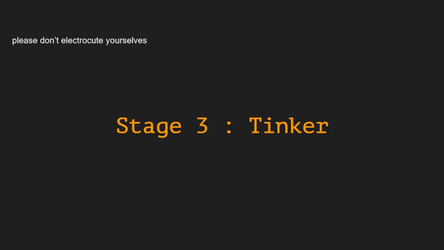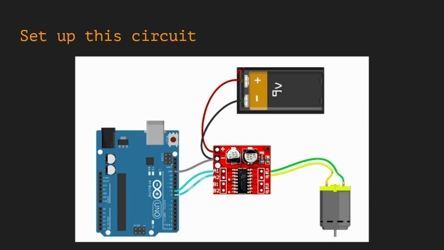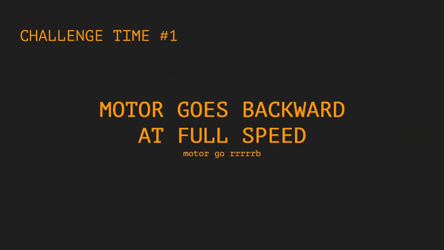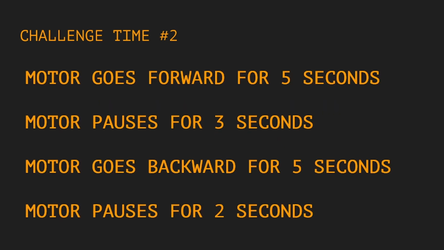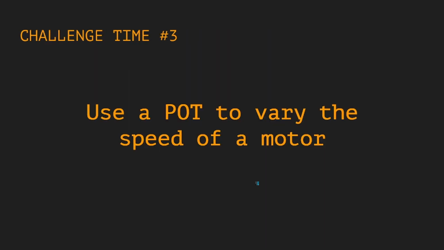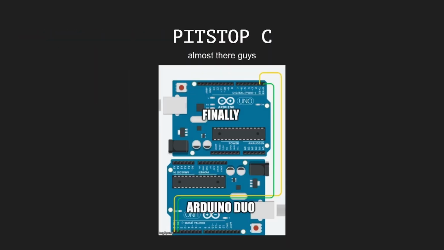Okay. And thinker. Yeah, this stage is just a circuit and some challenges. Firstly, the motor going at full speed. This is an example code. Then we have the motor going backwards at full speed. Another challenge. Setting up this circuit using a potentiometer and using a potentiometer to vary the speed of a motor.